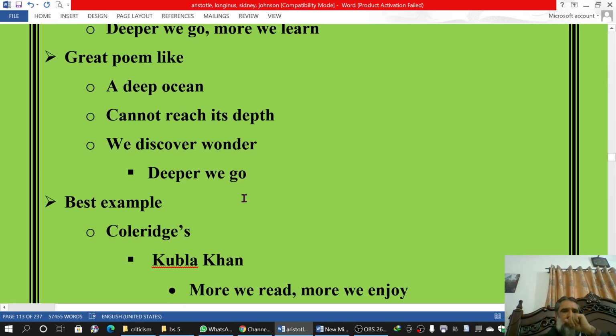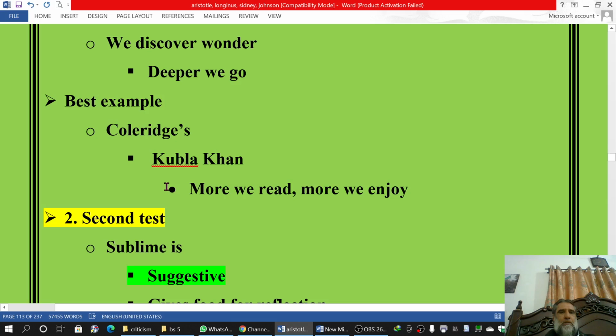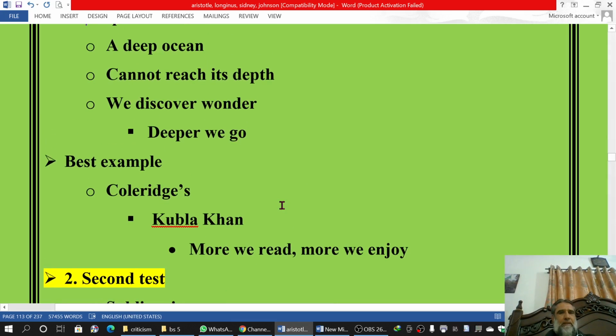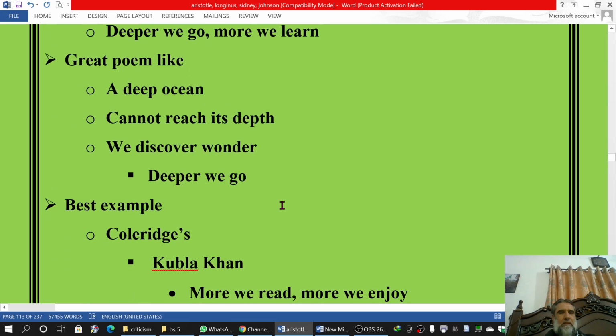One of the best examples is Coleridge's Kubla Khan. The poem Kubla Khan gives you enjoyment with every reading, and therefore it is fathomless. As a result, Coleridge's Kubla Khan also has sublimity in it. So we can give these examples, though these are modern examples, but we can give these examples also.